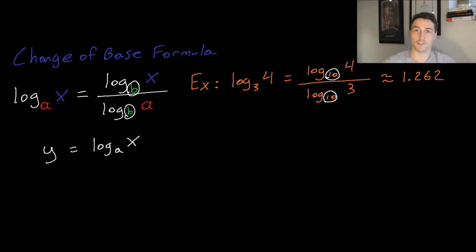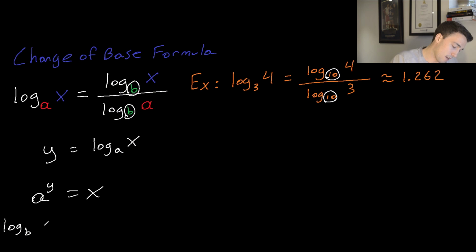So to get this change of base formula, we're going to say y is equal to log of x base a. I could rewrite this logarithm as a to the power of y is equal to x. Now at this point, what I can do is take the log base b of both sides. So this is log of a to the power of y is equal to log of x, and then it's base b again. So that's totally fine to do. We took the logarithm of both sides of the equation.